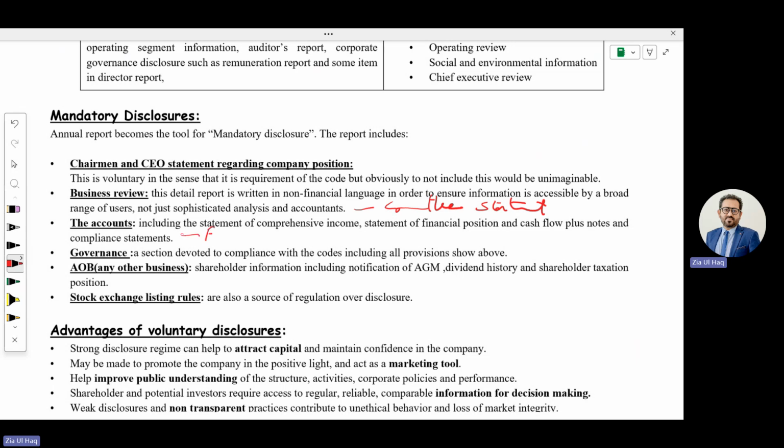The accounts mean financial statements. Governance means the corporate governance statement, which means which corporate governance codes you are following. Either you are following the UK corporate governance code or the USA stock exchange or any other country.